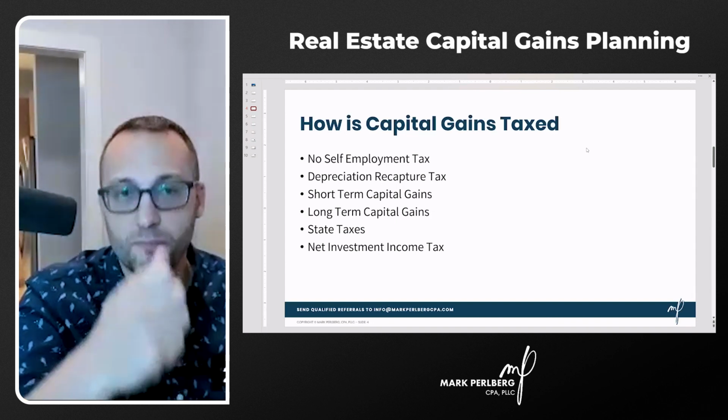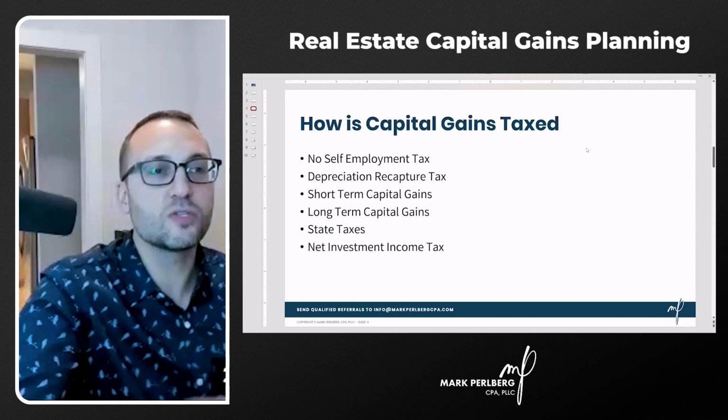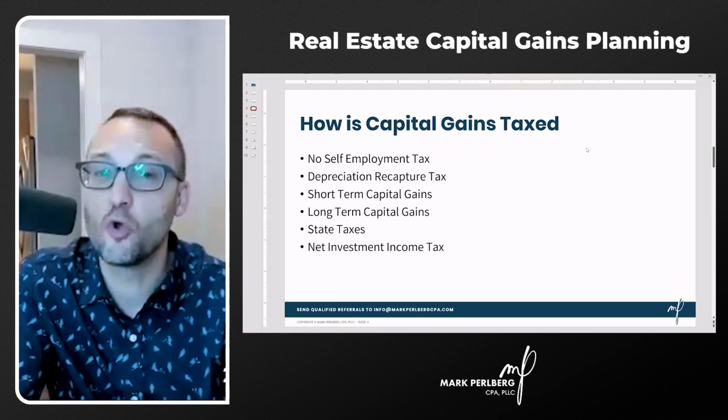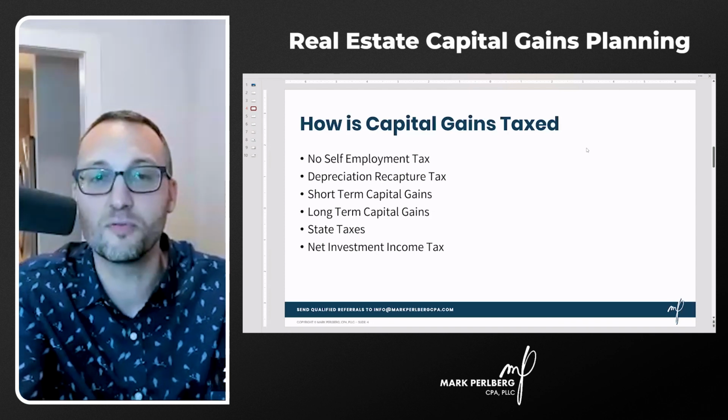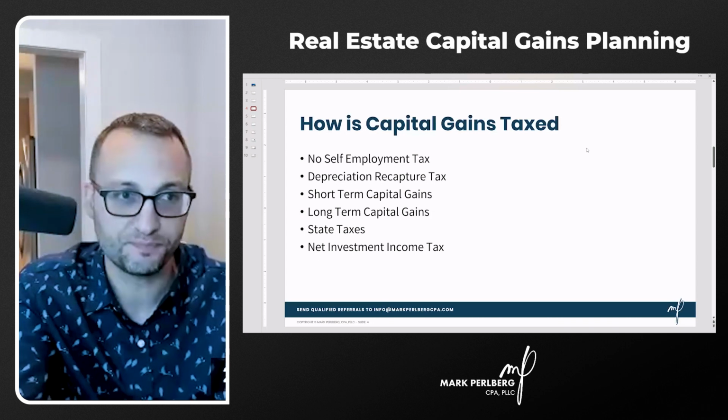So it's going to have preferable treatment. There's also something a lot of people forget, which is called recapture tax, depreciation recapture tax.